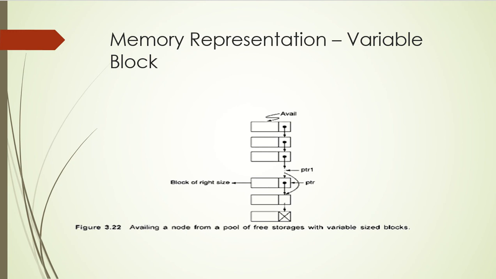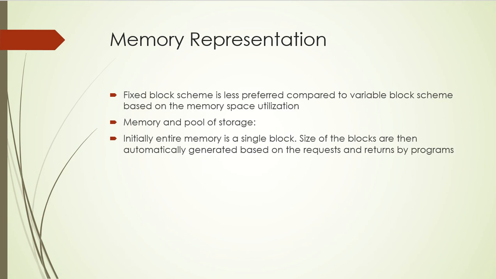So this is a pictorial representation of variable block. Even though you see that each of the nodes are looking alike, it's not so. Each node will have variable sizes. The problem with the fixed block scheme is that the program will have to make multiple requests to get the amount of memory that could cater to its need. Because of that reason, we prefer the variable block scheme over the fixed block scheme.